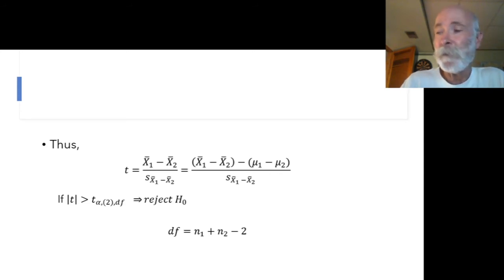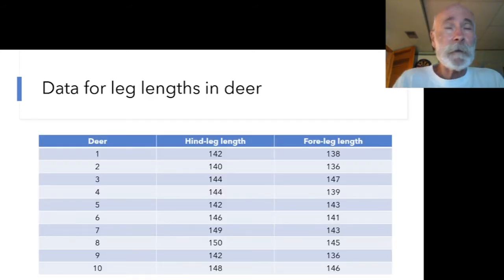And for that reason, we have to subtract 2 degrees of freedom. Let's look at some data that we have here. These are data for foreleg lengths and hind leg lengths in deer. We have 10 deer. Perhaps we've gone to a deer check station and we make these measurements on the first deer that come in. So the first column is hind leg length and the second column is foreleg length, and you can see what the values there are in centimeters.